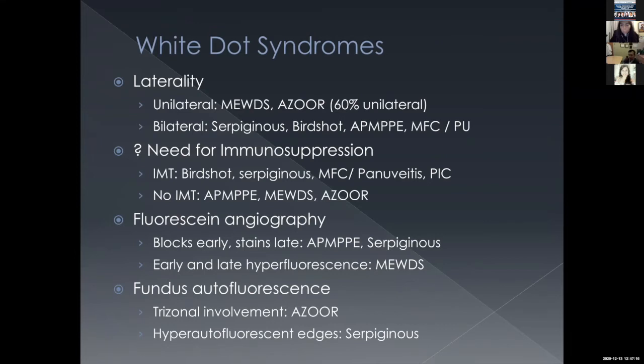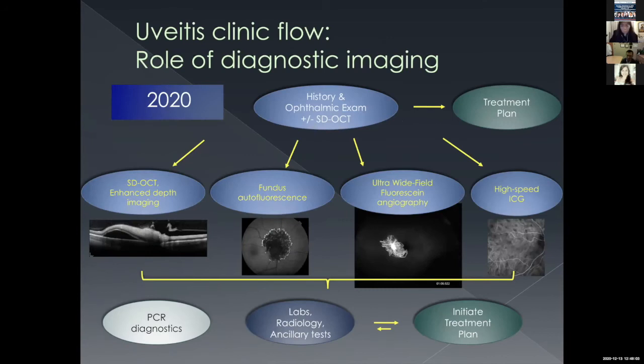The question mark relates to need for immunosuppression. Birdshot, the majority of patients I've seen will require immunosuppression. Serpiginous, there's data out of Hopkins that have shown the importance of immunosuppression. In the category of needing immunosuppression less or not needing immunosuppression include AMPPE, although there's some discussion about that in recent literature, MEWDS and AZOOR. Fluorescein angiography we talked about before in terms of disease characteristics. And again, fundus autofluorescence I find to be very helpful for AZOOR and serpiginous because of the distinct features with which it presents. And again, multiple imaging modalities, using fluorescein angiography for conditions like birdshot, and certainly OCT is important for all of these conditions.